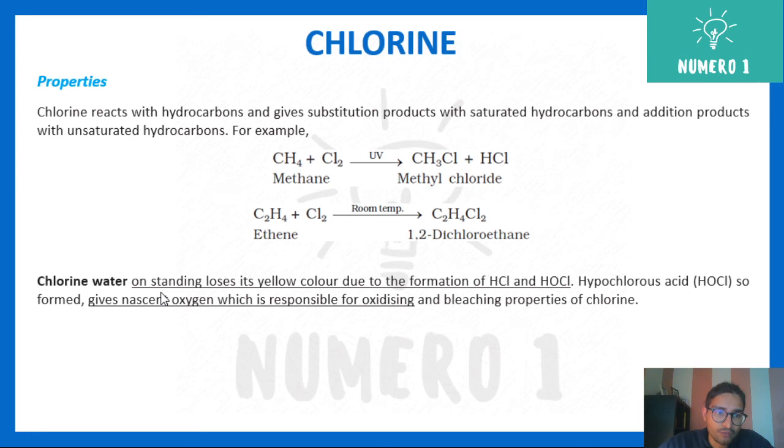Next, chlorine water on standing loses its yellow color due to the formation of HCl and HOCl. The hypochlorous acid, that is your HOCl, so formed gives nascent oxygen, which is responsible for oxidizing and hence gives the bleaching properties of chlorine. So chlorine water gets converted into HCl plus hypochlorous acid, and this hypochlorous acid gives you nascent oxygen, and that is responsible for the oxidizing property. Just keep a note of this and the reaction.